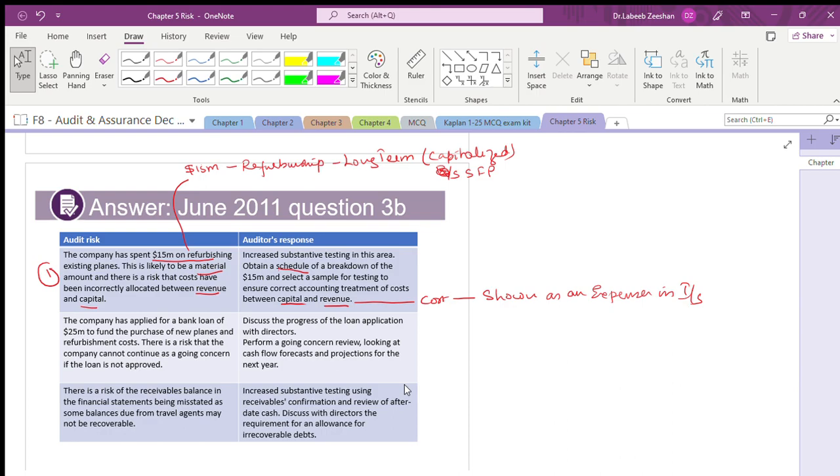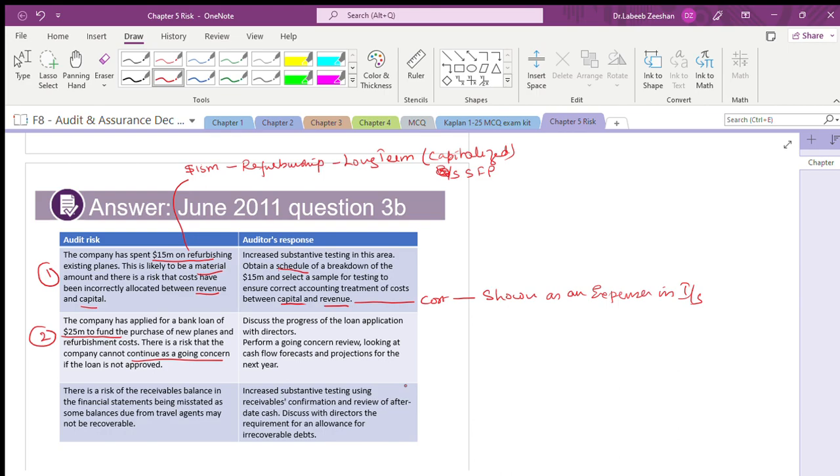Okay. Next, that's very important. You should check whether they have classified it correctly or not. Second thing, the company had applied for a bank loan. This is the risk that the company cannot continue: when you apply for a 25 million bank loan to purchase new planes and you are not getting new planes on time, there is a risk. The company has applied for a bank loan to fund the purchase of new planes and refurbishing costs. There is a risk that the company cannot continue as a going concern.